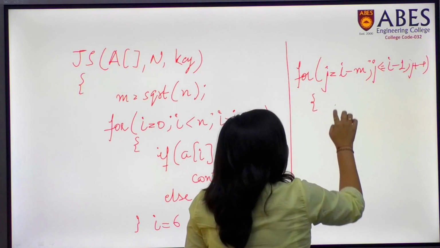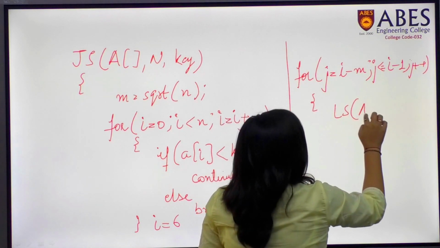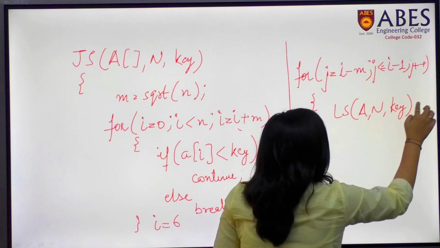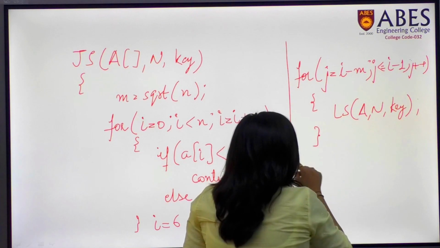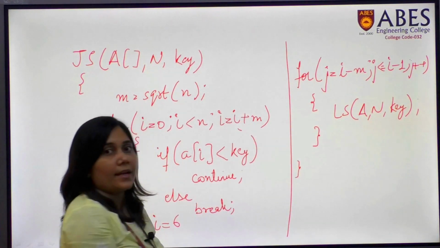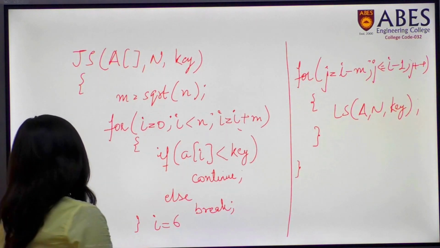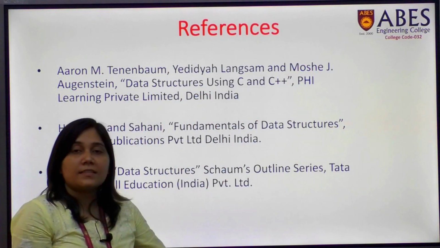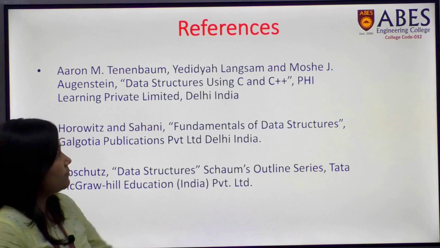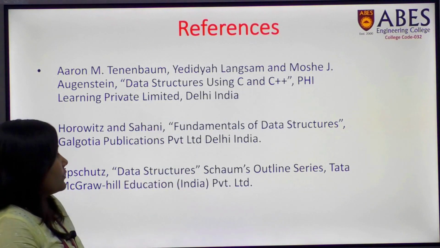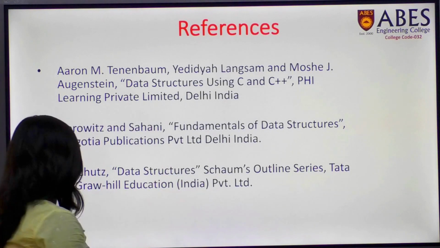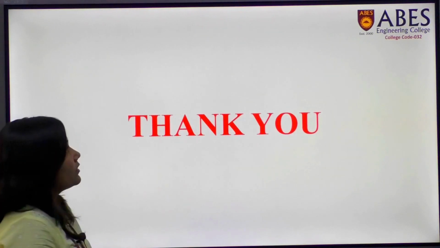And then in this you can apply the concept of linear search, and you are very much familiar with the concept of linear search. After this your jump search will work. So this is the entire concept of jump search. These are certain references which you can also refer to, the books you might be referring to. So this is all from here. So thank you.